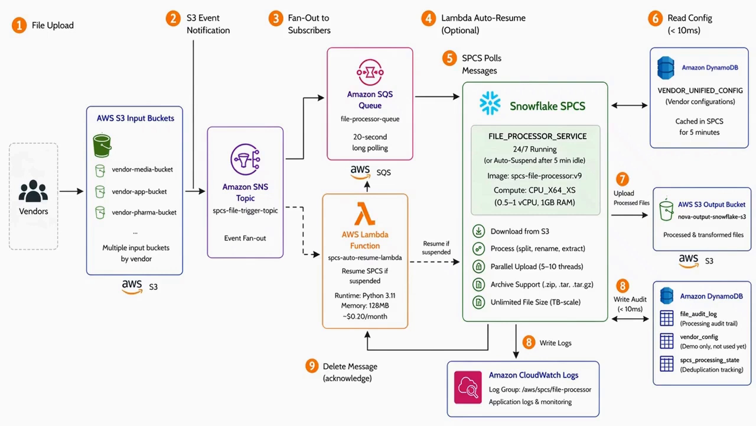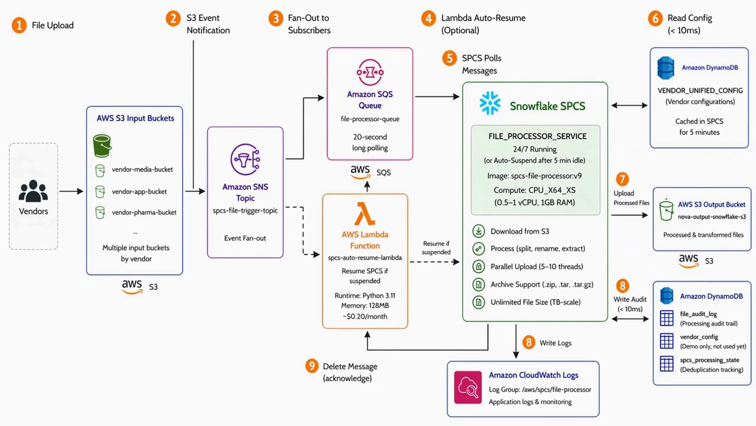Let me walk you through this architecture for a TB-scale file processing system built using Snowflake SPCS and AWS services. The goal of this system is to process large volumes of files, up to terabytes, while keeping the architecture simple, highly reliable, and extremely cost efficient. What makes this design interesting is that it combines AWS for storage and messaging, Snowflake for compute, DynamoDB for faster audit logging, and most importantly, it uses an auto-resume pattern, reducing cost from $130 monthly to nearly $60.